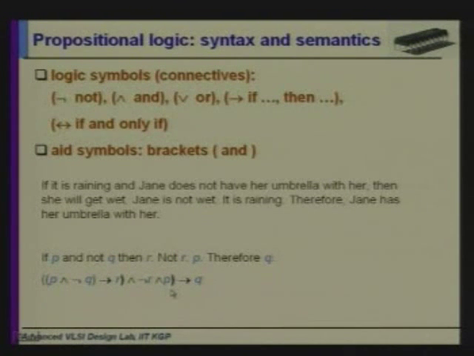What is meant by valid is that for all possible combinations of values of these P and Q, this entire expression will always evaluate to true. So you can try it out and see that this will evaluate to true if you use the normal conversion of the propositional connectives.